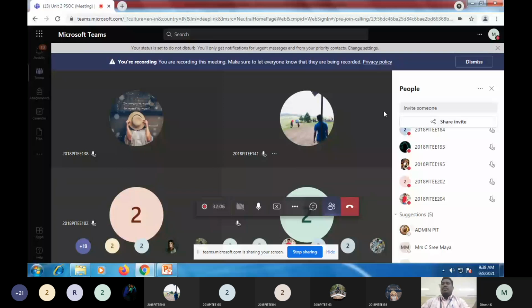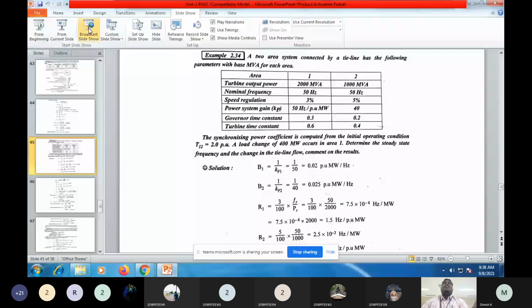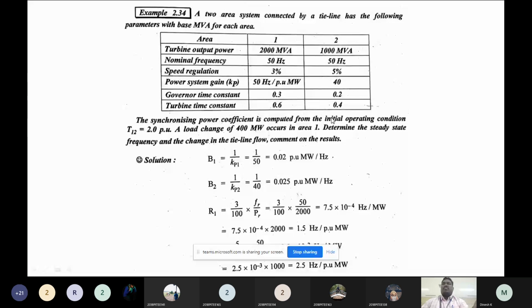So we need to find out the steady state frequency and change in tie line flow and comment on the results. First we have to estimate B1. B1 is nothing but your power system gain constant, 1 by Kp1. For area 1 it is 1 by 50, so 1 divided by 50 means 0.02 per unit megawatt per hertz. Likewise B2, power system gain constant, is 1 by Kp2, 1 by 40, 0.025 per unit megawatt per hertz.